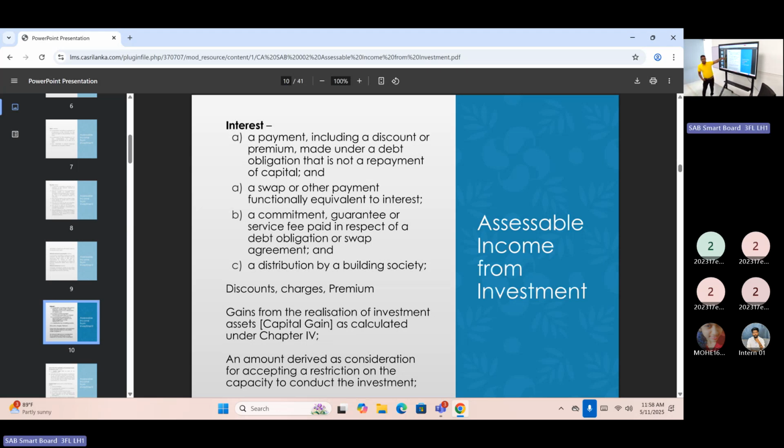So financial instrument, that is also coming under interest. Right? Commitment, guarantee, service paid in respect of a debt obligation or arrangement, distribution by a building society, that is also coming under interest. Right? So, financial instrument, future, forward contract.